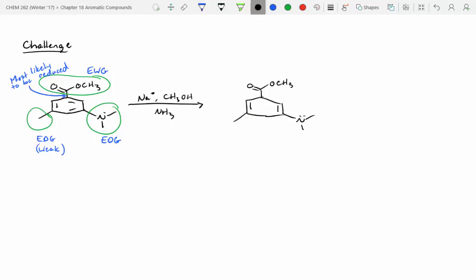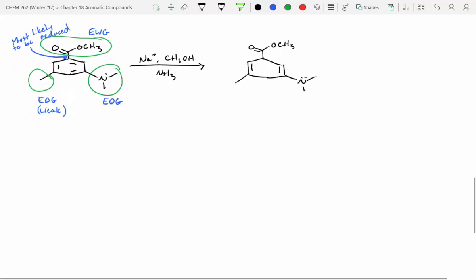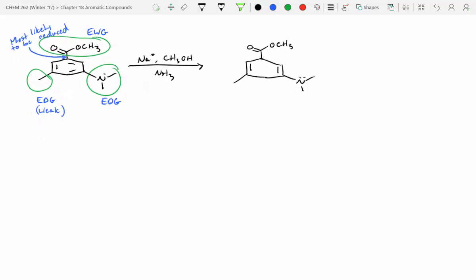All right, do you guys want to do the mechanism for this one? Yeah. Have you guys done it on your own yet? I'll give you guys another couple minutes, but try to work through the mechanism and then check with your neighbor to make sure that all of your arrows are correct. And I'm just going to go through and draw my skeleton structure real quick.